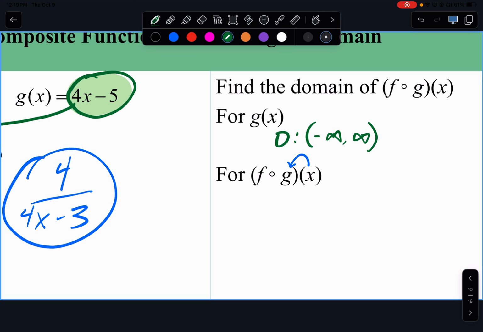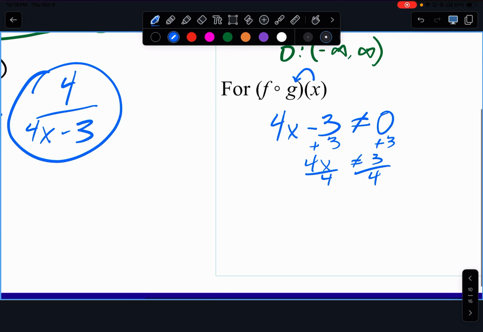But for our new function, the one over here in blue, we have a variable in the denominator, right? So that's going to present a restriction, an excluded value. So I'm going to take the 4x minus 3, and because it's on the bottom of a fraction, it cannot equal 0. Now I add 3. 4x cannot equal 3. Divide by 4, divide by 4. So x cannot equal 3/4.